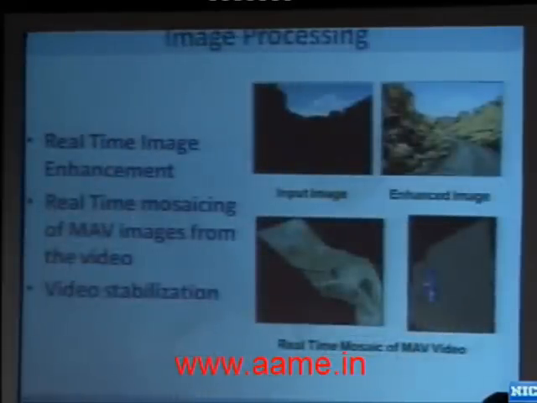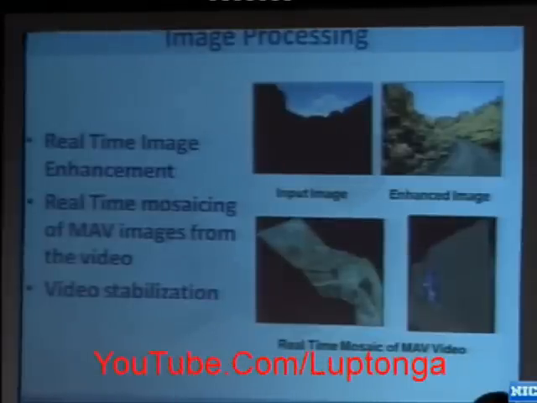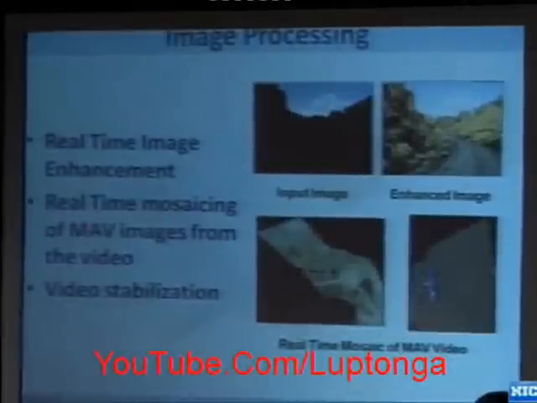This is a typical image processing for surveillance. We're not looking at vision-based navigation; we're looking at conventional navigation using IMU sensors. This is used basically for surveillance, where we had image enhancement, and then, of course, mosaicing and video stabilization on the ground. All these things are shown in the video presented at the beginning.